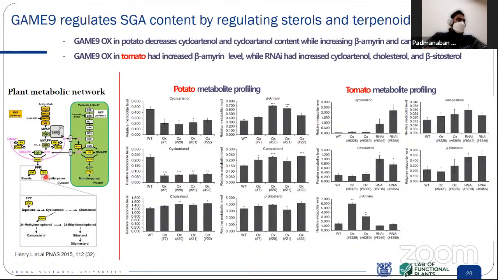Beta-amyrin is here. Beta-amyrin rings are here. Beta-amyrin is overexpressed in the overexpression line, and campesterol is also highly expressed in particular overexpression lines. And when they do it in the tomato line, when in the RNAi they knock out the GAME9 transcription factor, the production of cycloethanol and campesterol are all increased. So the function is directly opposite to each other.